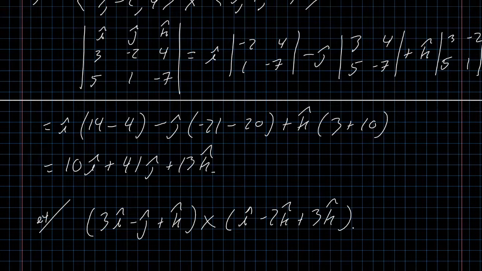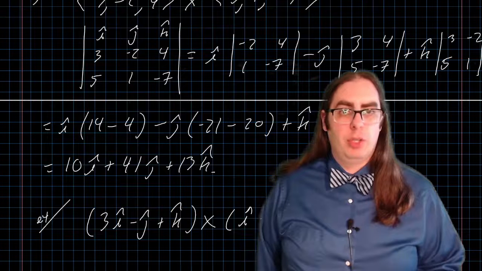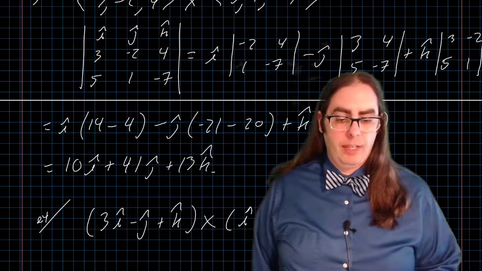Right. I'd like you to try a similar problem. 3 i hat minus j hat plus k hat cross product with i hat minus 2k. Too many k's here, not enough j's. i hat minus 2j hat plus 3k hat. And see what you can do with this one. Right? Calculate the cross product of the two vectors.